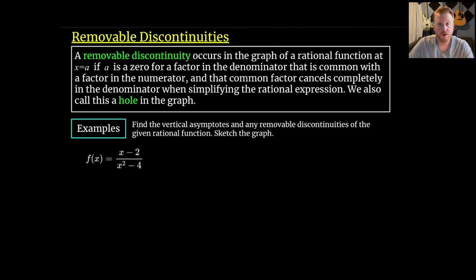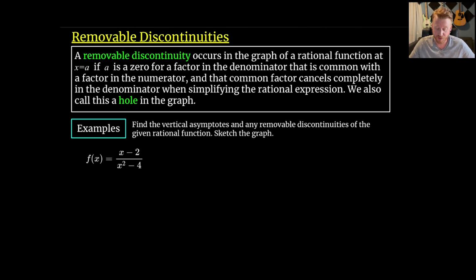So next we'll take a look at removable discontinuities. We'll read the definition, and there's a lot of words here, and we'll put them all together. We'll look at the example, and hopefully they make sense. I think it says exactly what we want. There's just a lot of words to go through. A removable discontinuity occurs in the graph of a rational function at x equals a if a is a zero for a factor in the denominator that is common with a factor in the numerator. So we're looking at some common factor once we factor the polynomials in the numerator and denominator. And that common factor cancels completely in the denominator when we simplify the rational expression.